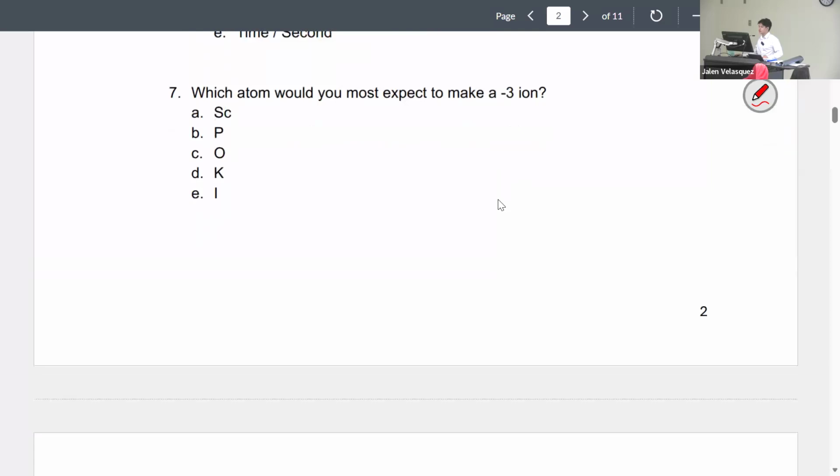I'll give you a moment to look at number 7 and fill this one out. And you can get your answer here from looking at the periodic table.